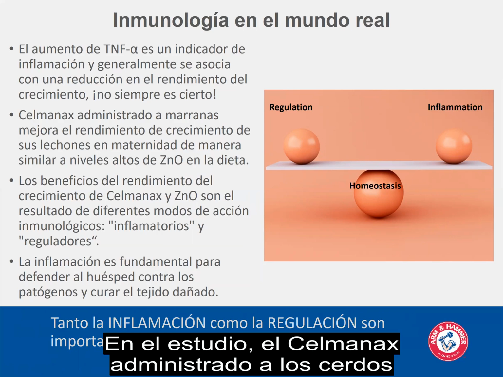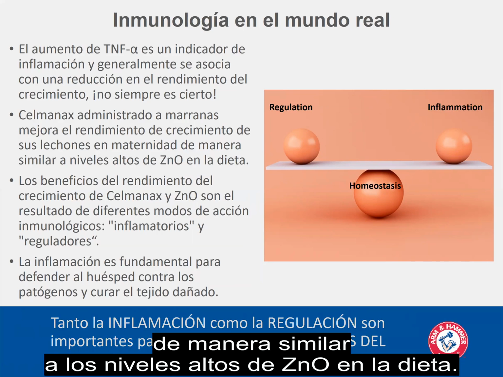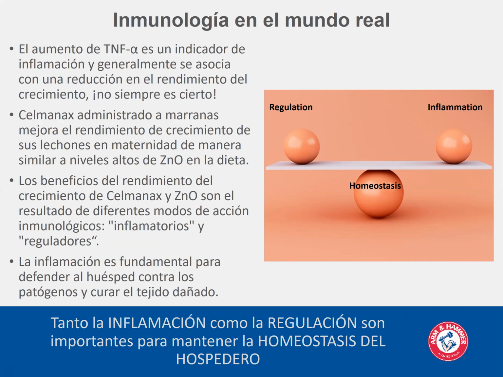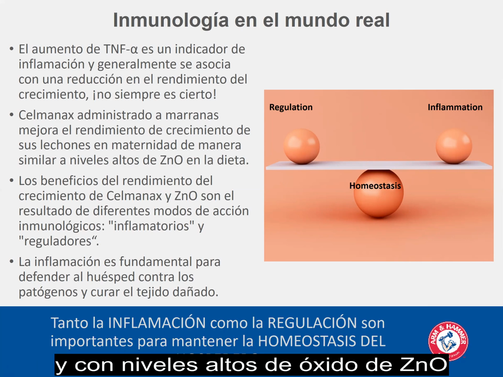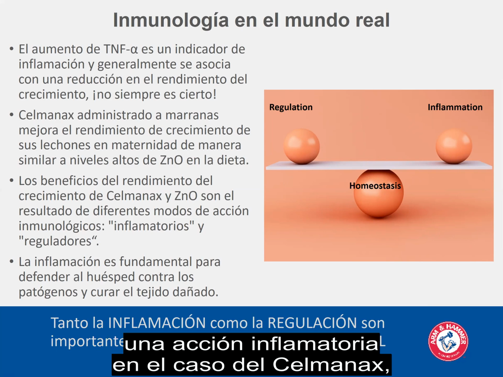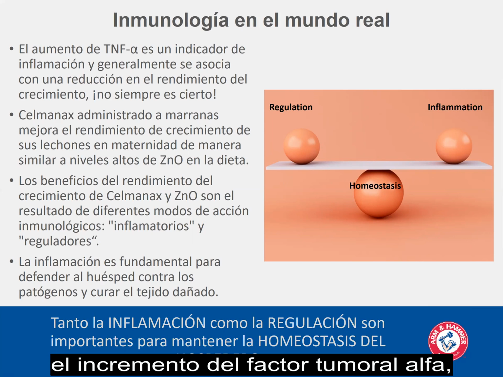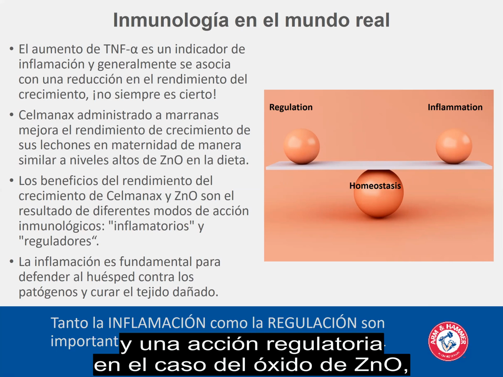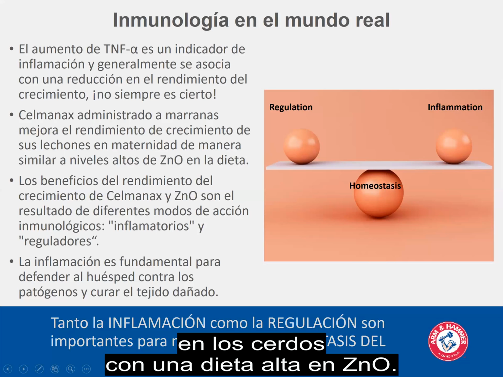In that study, Salmonax fed to the sows improved growth performance of their pigs in the nursery, similar to the high levels of zinc that were fed in those nursery pigs. But those growth performance benefits from Salmonax fed to the sow and the benefits that came from feeding high levels of zinc oxide result from two very different immunological modes of action. One was inflammatory in the case of Salmonax, with the tumor necrosis factor alpha increase, and one was regulatory in the case of zinc oxide, where the tumor necrosis factor alpha measurement was decreased in those pigs that were fed the high levels of zinc oxide.